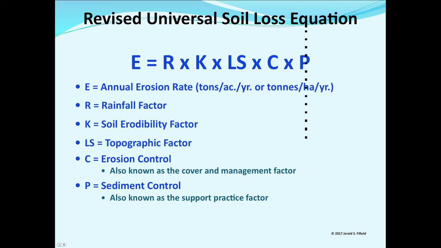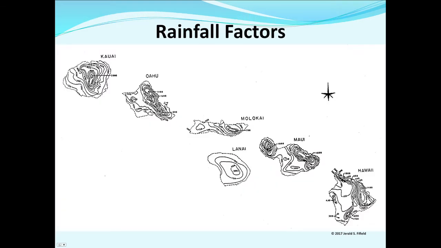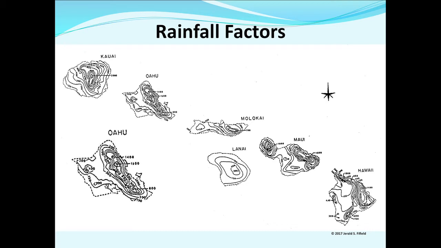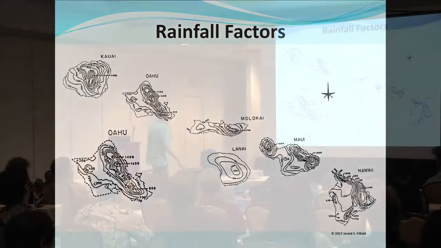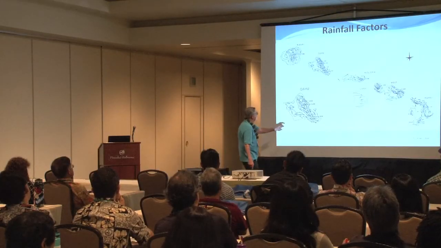There's the revised universal soil loss equation. Same thing, isn't it? What has changed is better accuracy on rainfall, better accuracy on erodibility, and so forth on down the line. So we go and look at these things a little bit. They have maps for you in Hawaii. Thank goodness. And on Oahu, here's Pearl City, or Pearl Harbor, down into here.